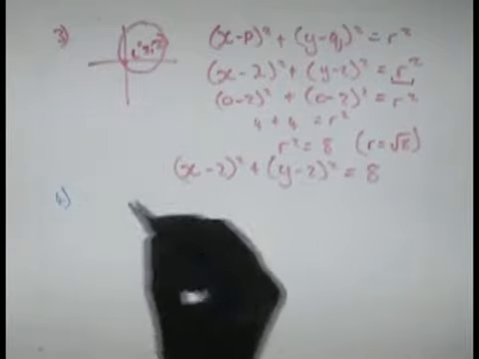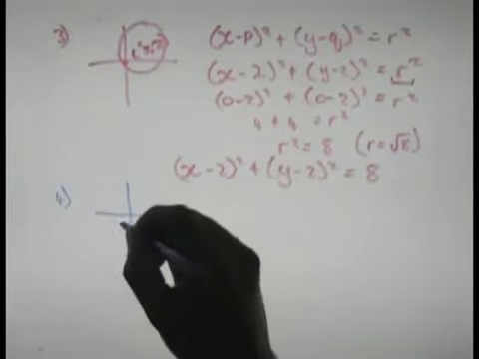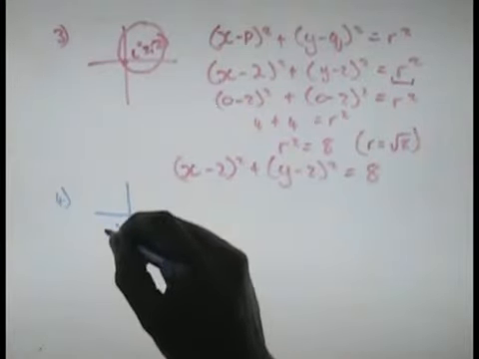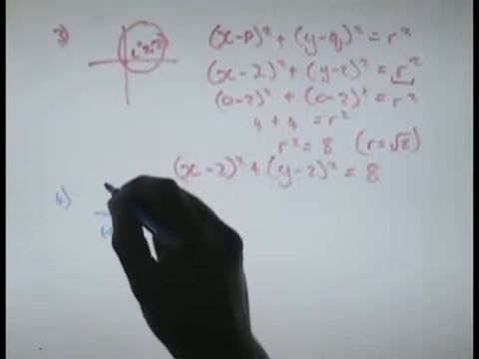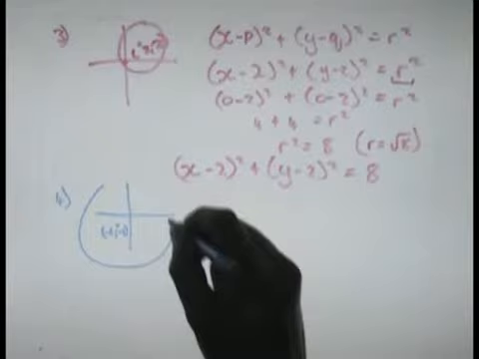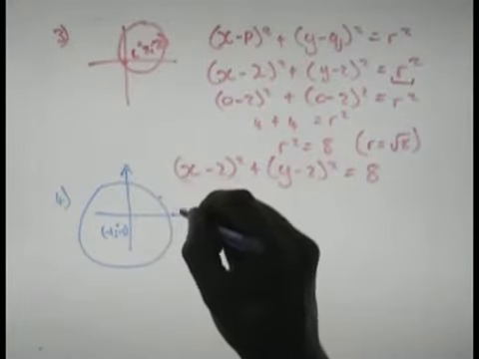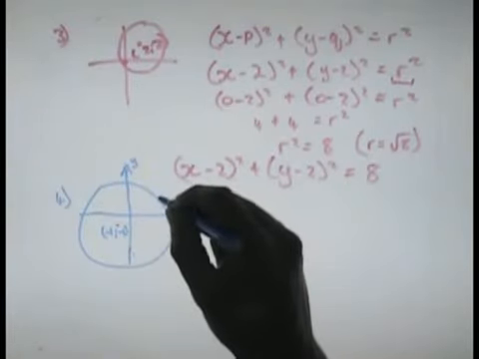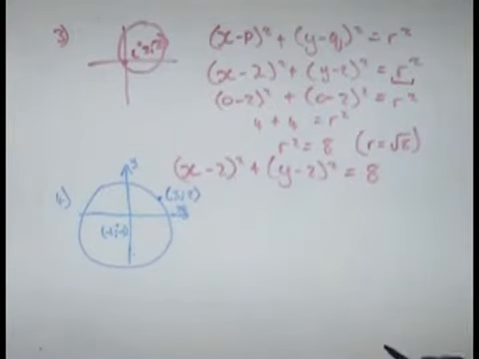The next one that I gave you to do had our circle centered around the point negative 1, negative 1, and passing through the point, that's x and y axis by the way, passing through the point x is equal to 3, y is equal to 2.